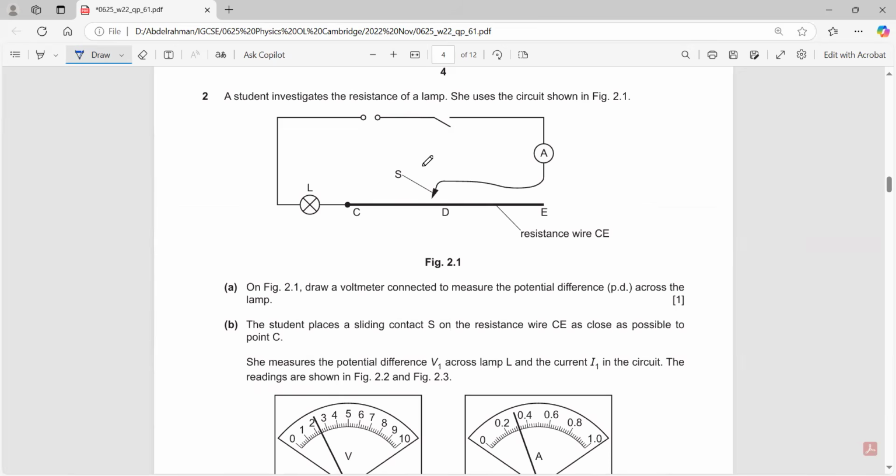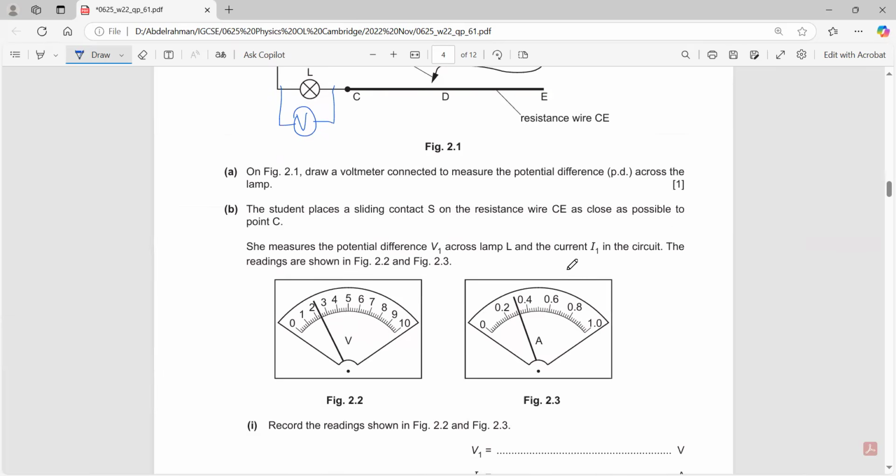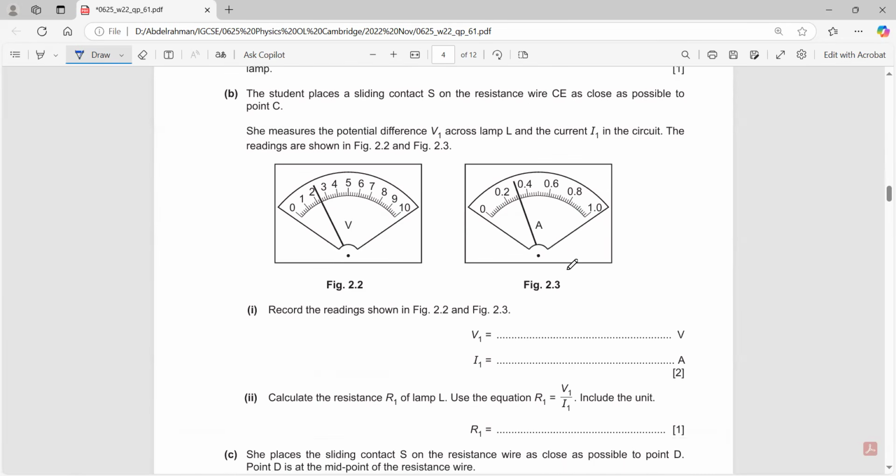Question two on figure 2.1: draw a voltmeter connected to measure the potential difference across the lamp. The voltmeter would measure the potential difference across this lamp, above or below the lamp. She measures the voltage and the current, and then she calculates the resistance. The voltage in this question would be 2.40, and the current would be 0.32.